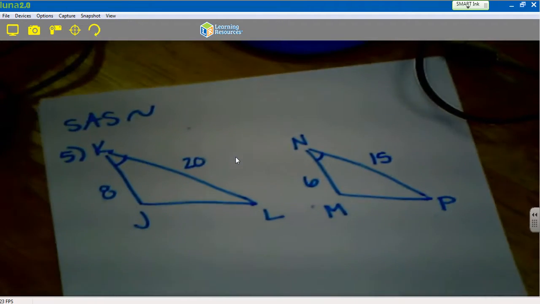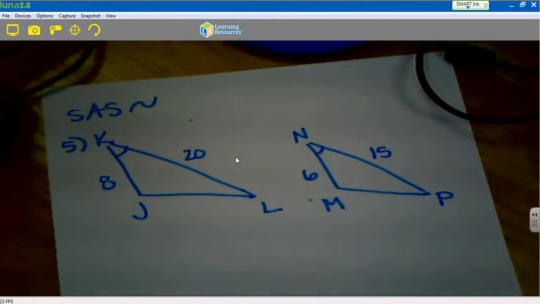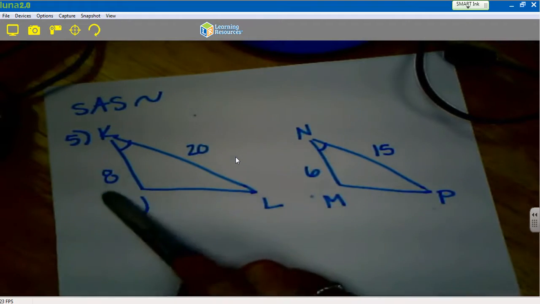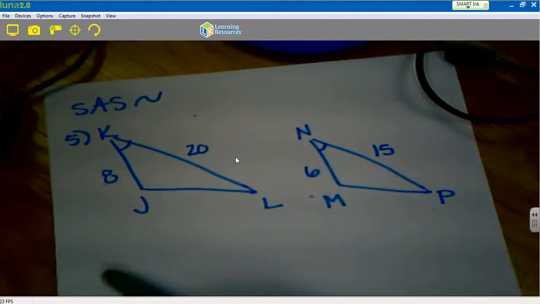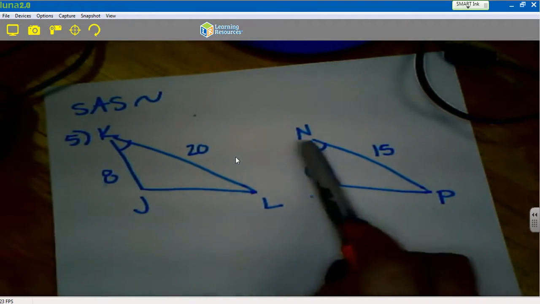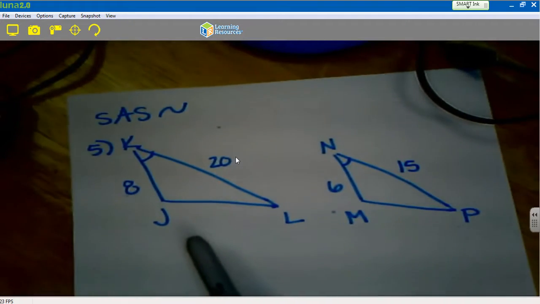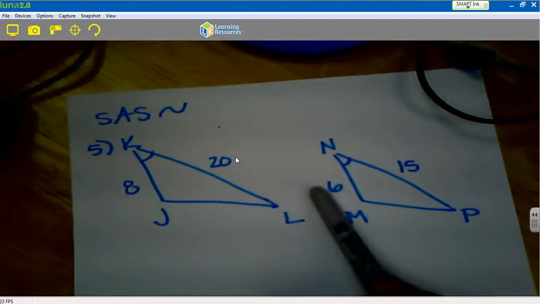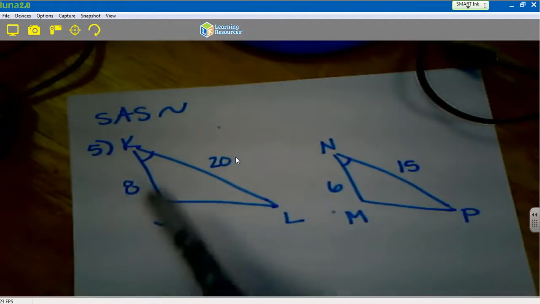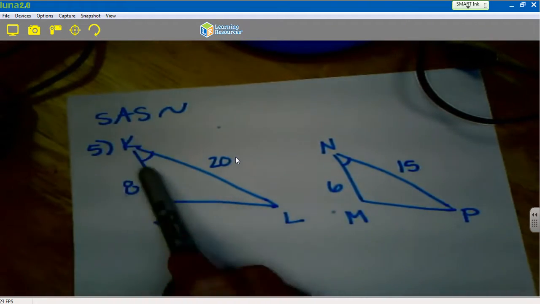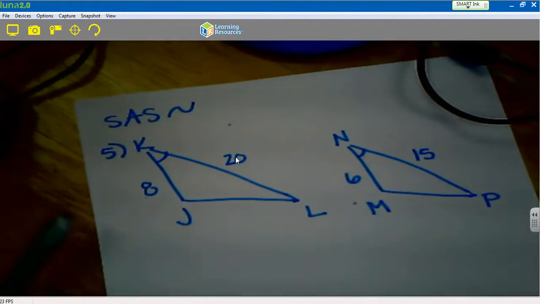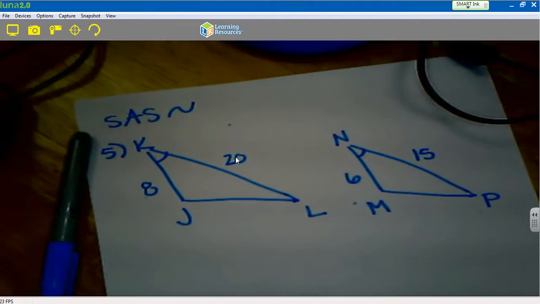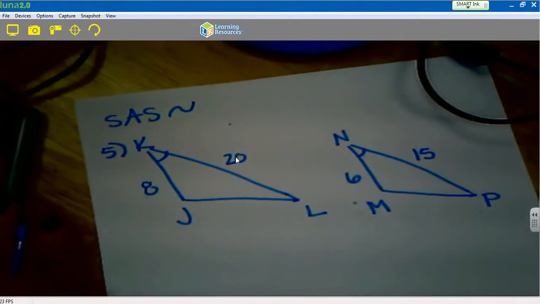Okay, so let's take a look at our sides. We have two sides marked, two sides marked. We have one angle that's marked as congruent, and that angle is in between the pairs of sides. So we've got the angle in the middle, and we know it's congruent. So we got the angle portion down. So now let's take a look at our sides. Let's see if those sides are proportional.